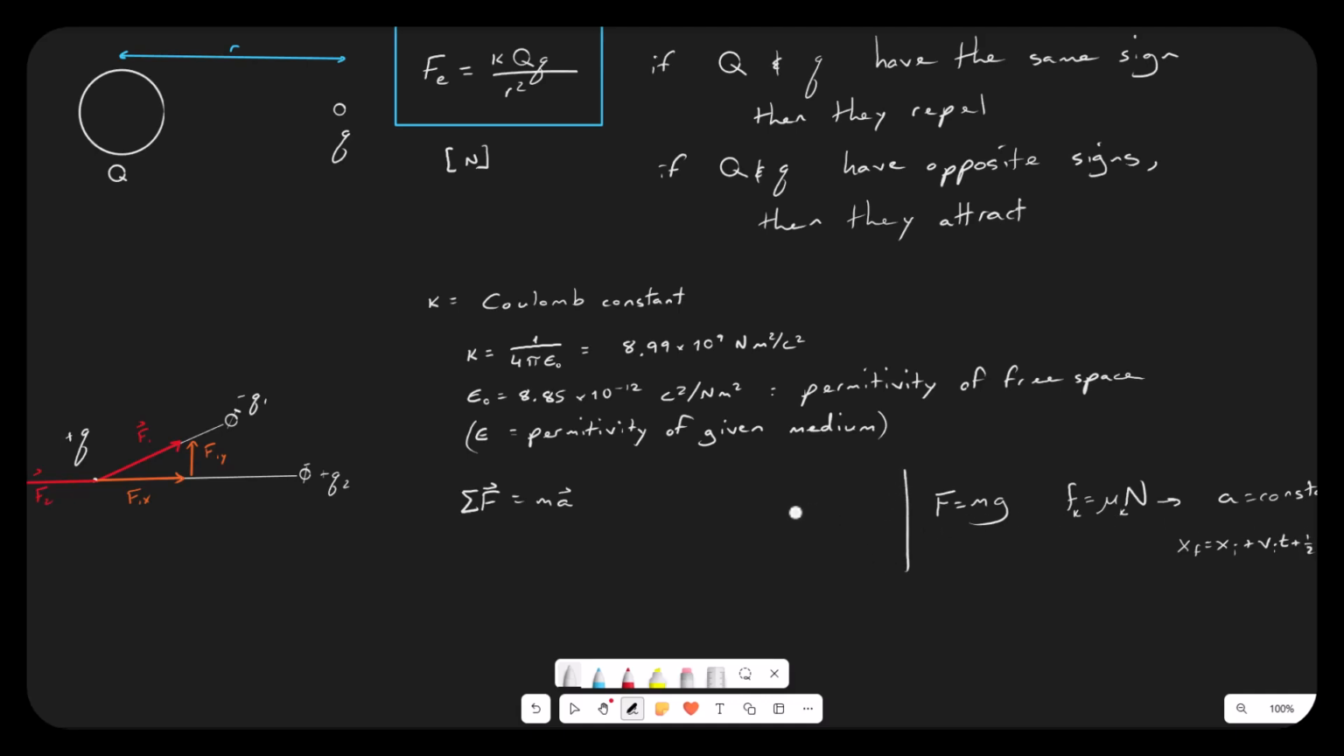We were not able to do that when we had our big gravitation equation, or when we had our Hooke's law equation. With those, we were not able to use these constant acceleration equations, right? A equals changing. That's going to be true of this Coulomb force too. That's going to fall into this category over here. So, just a heads up, we can't use our regular kinematic equations with this.